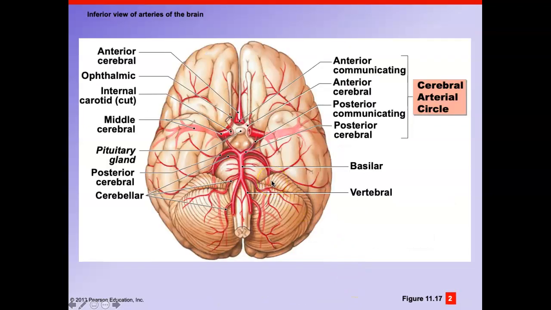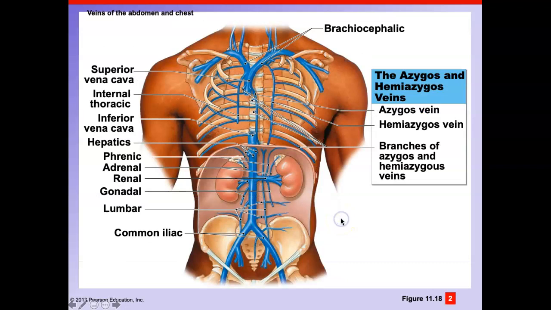Here's a cool part of the brain. It's called the circle of Willis. But you don't need to know any of this. It's just kind of cool. If you lose a part of one of these arteries to a blockage, it's supplied by other arteries. So we've got sort of a backup system for the brain in case one gets blocked.